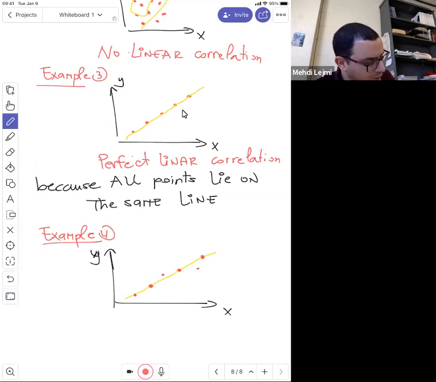But you have these 2 points, this one and this one, and they are kind of close to the line. They don't lie on the line, they don't belong to the line, but they are very close. So this is not a perfect linear correlation, because those 2 points don't lie on the line, but it's still a linear correlation because these 2 points are very close to your line. That's why I call it linear correlation. This is an example of linear.